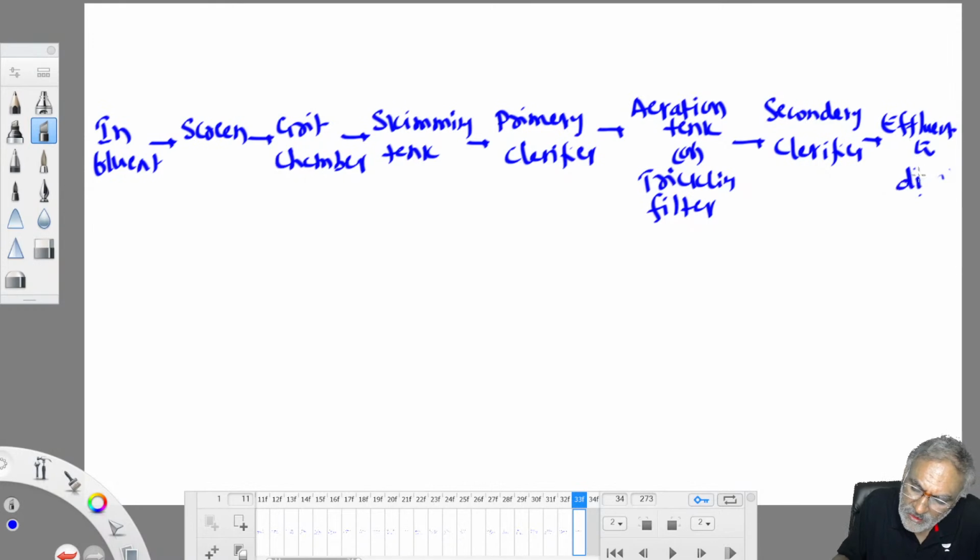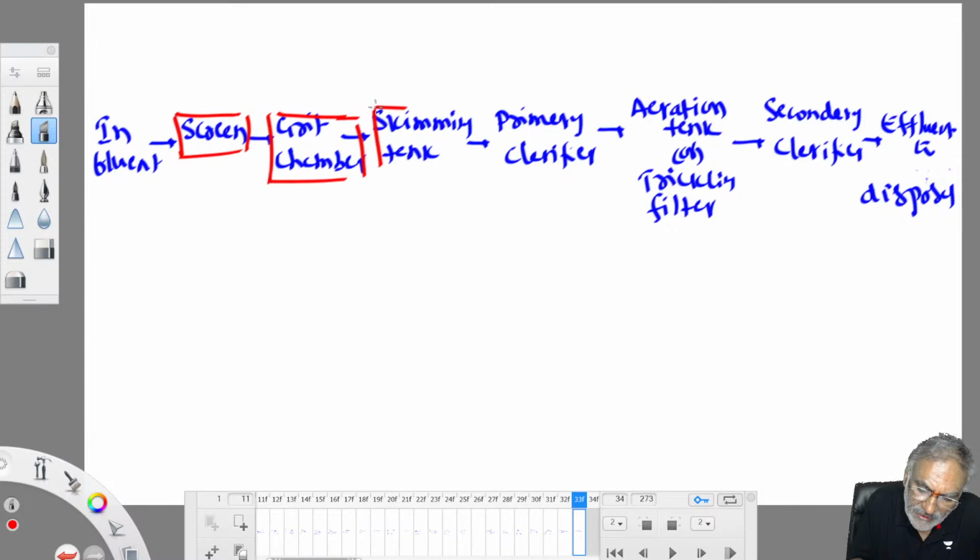Throughout the world, municipal waste, domestic waste is treated in the same fashion. From India to America, everywhere domestic waste is treated in the same fashion, because the kind of bad things present in domestic waste is biodegradable organic matter, and that is dealt with in the same fashion everywhere.